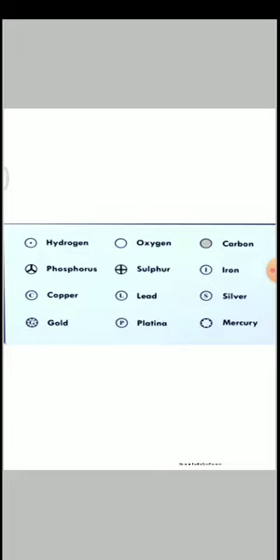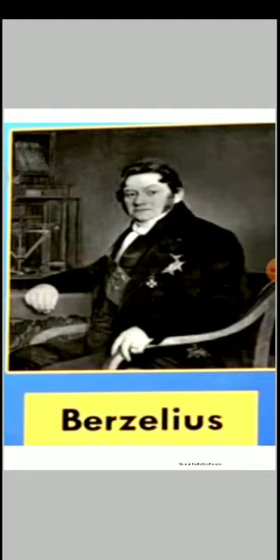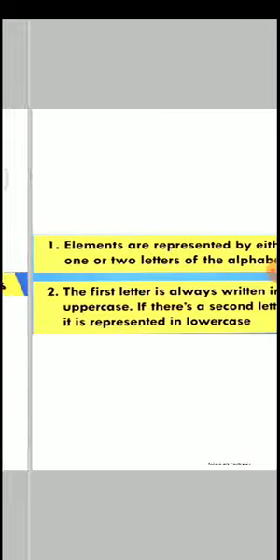Later it was discovered that even these symbols did not completely solve the problem of representing elements easily. Hence, these were replaced by even better symbols suggested by J.J. Berzelius. Remember J.J. Berzelius. Let's look at how Berzelius' symbols are structured. This is the picture of Berzelius. He suggested the use of letters instead of symbols.